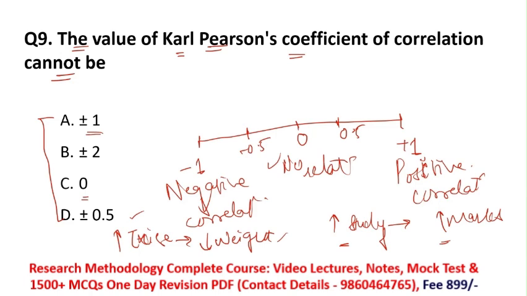But you can see here, plus 2 or minus 2 cannot be the value of Karl Pearson's coefficient, because the definition tells us the value lies between minus 1 and plus 1. Then it is known as Karl Pearson's coefficient. So plus 2 and minus 2 are not lying in this region. That's why here option B is the right answer. The value of Karl Pearson's coefficient cannot be plus 2 or minus 2.